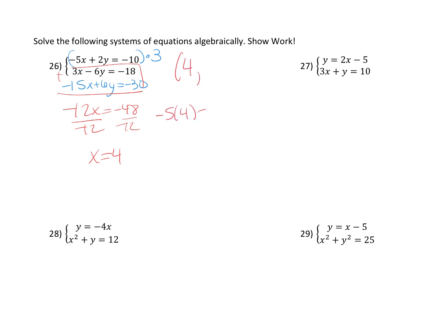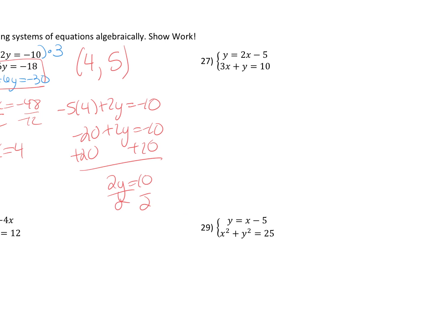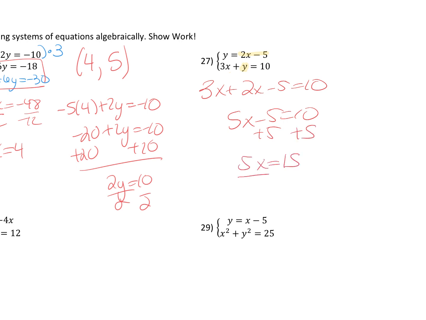Then I'm going to plug 4 back in. You can use either equation. So y equals 5. In the second equation, we're going to do substitution. So I'm going to substitute, not for x, for y. So 3x plus 2x minus 5 equals 10. So 5x minus 5 equals 10. 5x equals 15. So x equals 3. Plug that back in, and y equals 1.